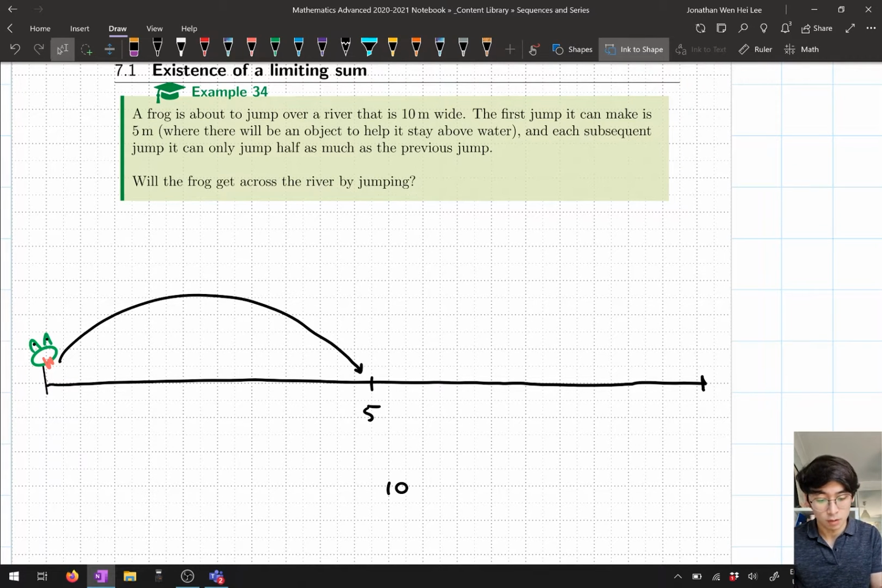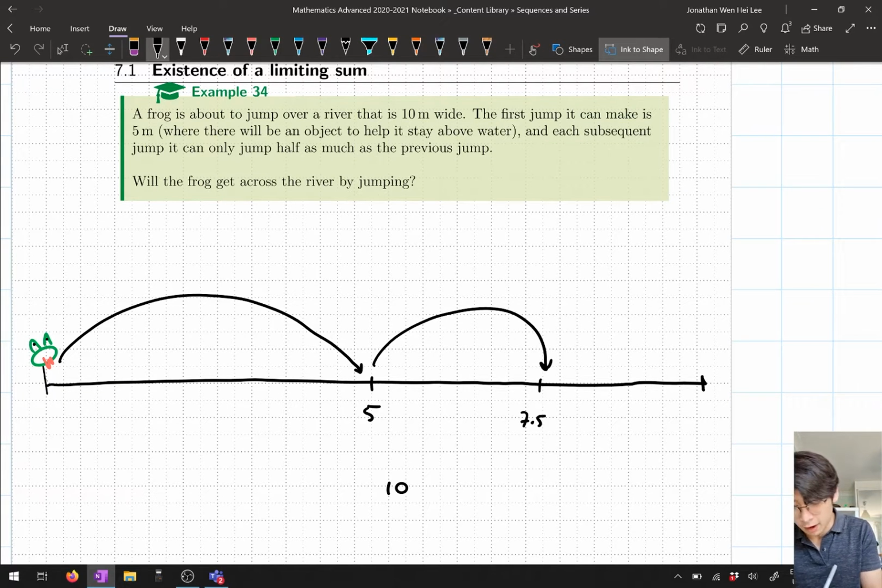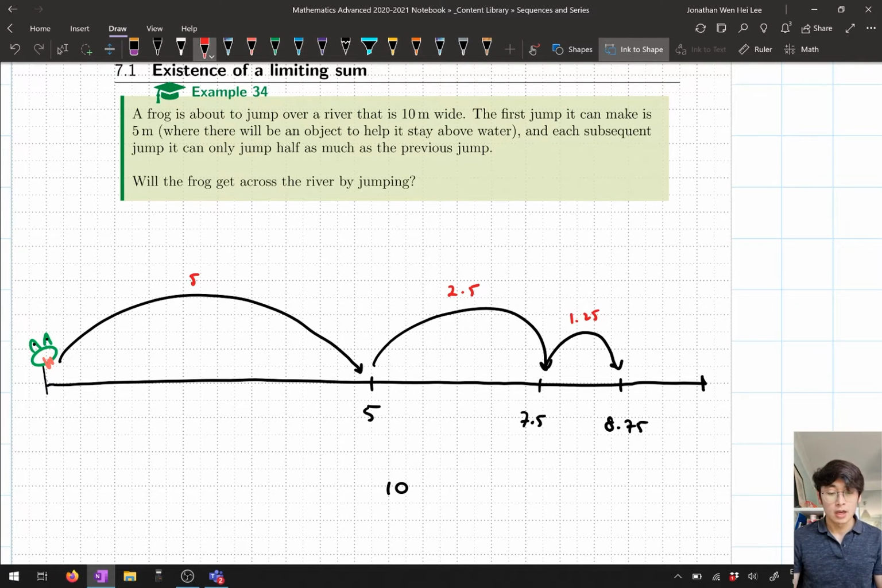So for example, the next jump, if we halve 5, that would become 2.5, which, when I add that on top, we'll get it to 7.5. So I've jumped 5 meters, so this is a 5-meter jump. We've jumped 2.5 meters in the second one, and we keep repeating this process. And so the next jump will be at 8.75, because we halve again, and we jump 1.25 meters.